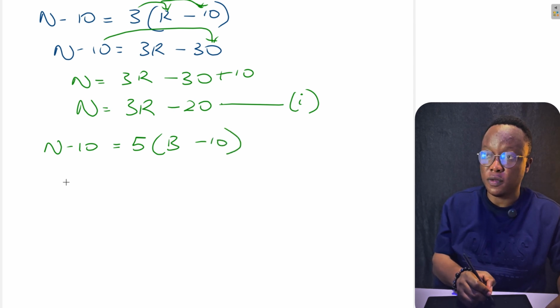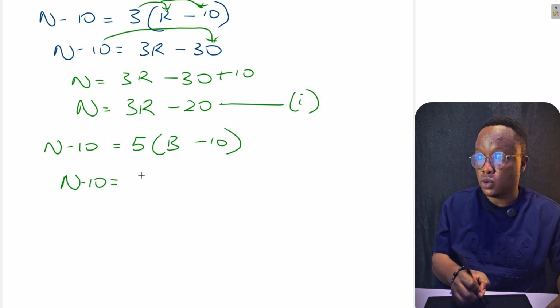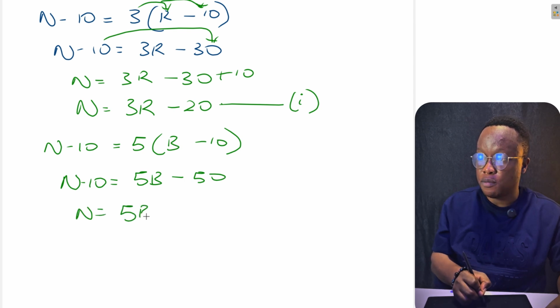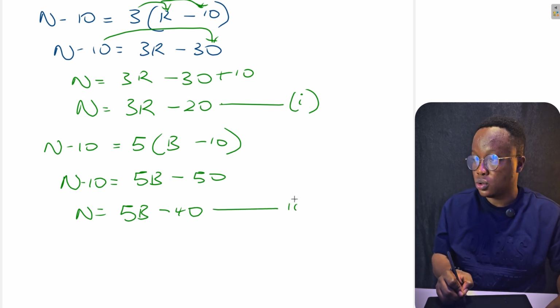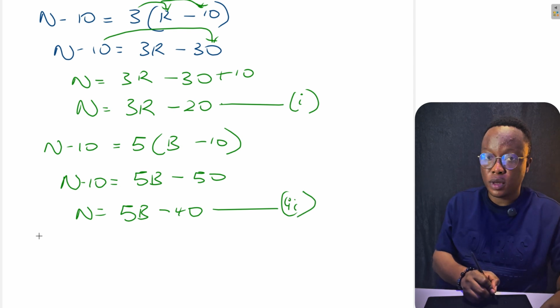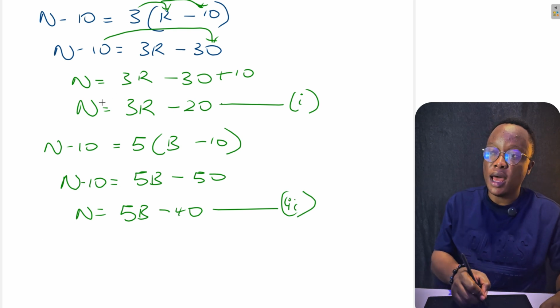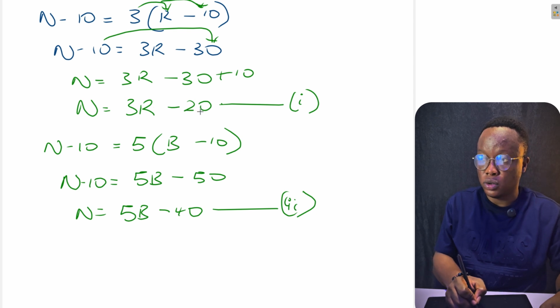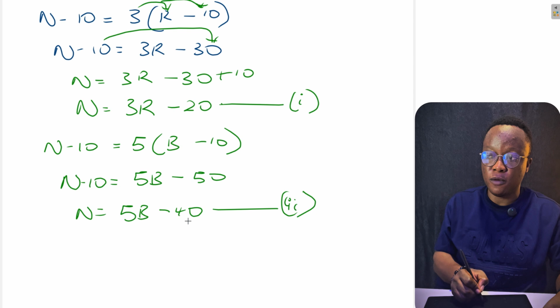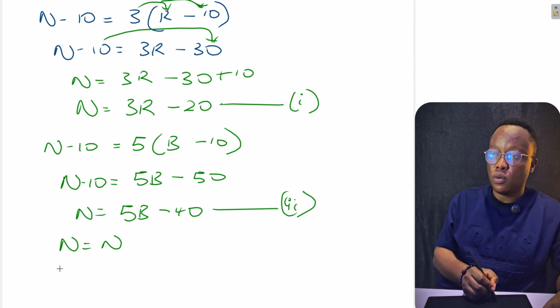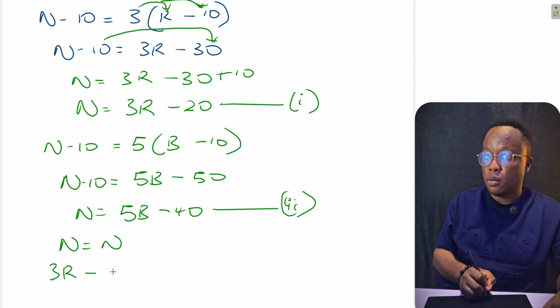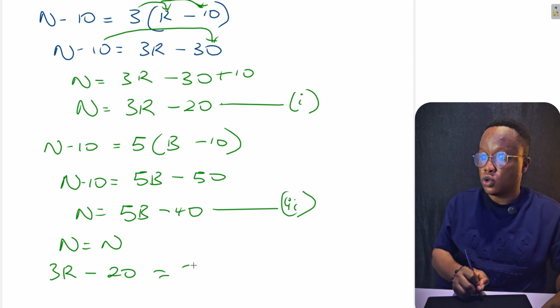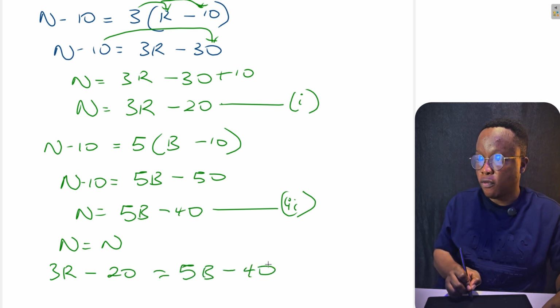Now from equation 2, Ned 10 years ago was 5 times older than Bran 10 years ago. So we do the same thing. N minus 10 is equal to 5B minus 50. N is equal to 5B minus 40. This is equation II. From equation I and equation II, N is equal to 3R minus 20. N is also equal to 5B minus 40, which means we can say N is equal to N, which means 3R minus 20 is equal to 5B minus 40.